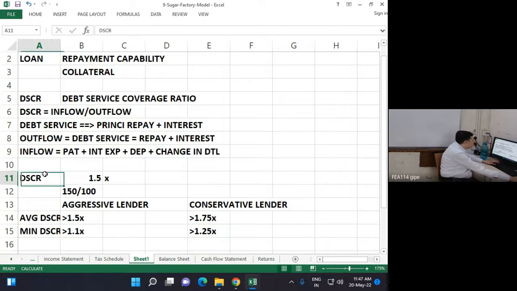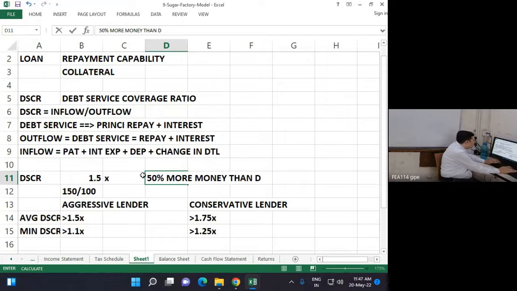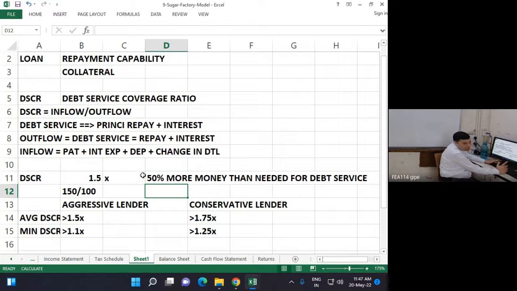So when I have a DSCR of 1.5, what it means is I have 50% more money than needed for debt service. 50% ज़्यादा पैसा है मेरे पास debt service के लिए. That means 50% is my margin of safety.